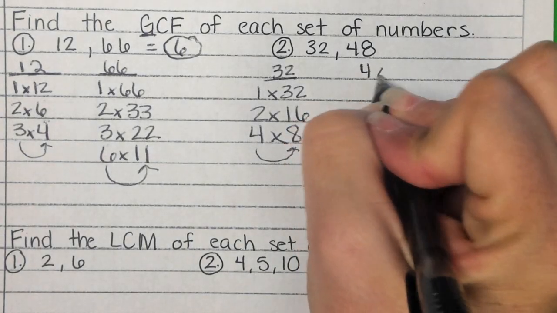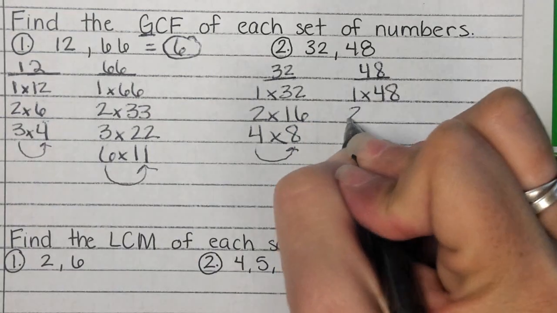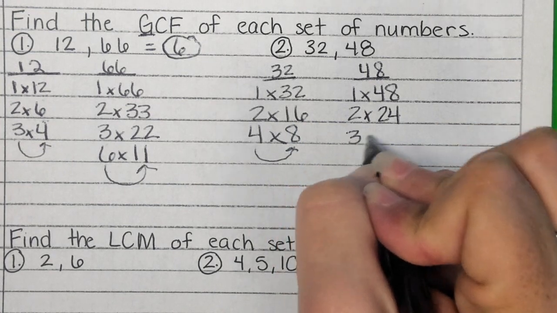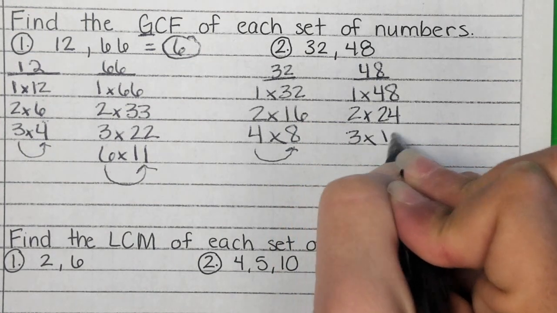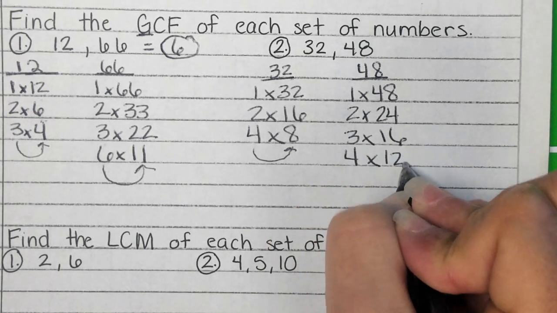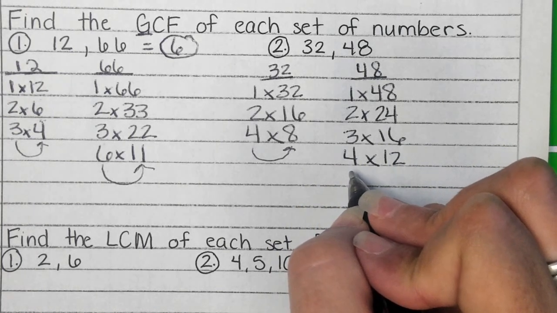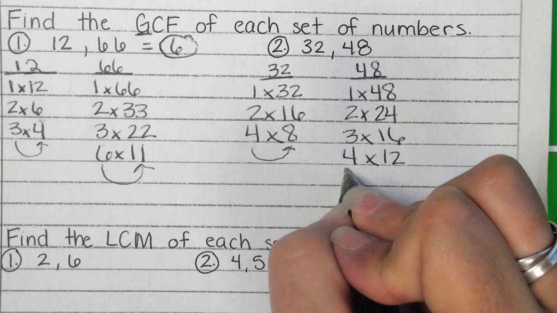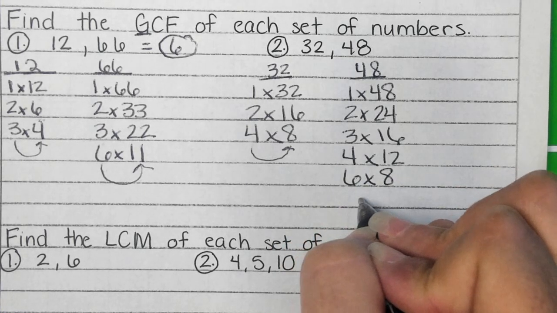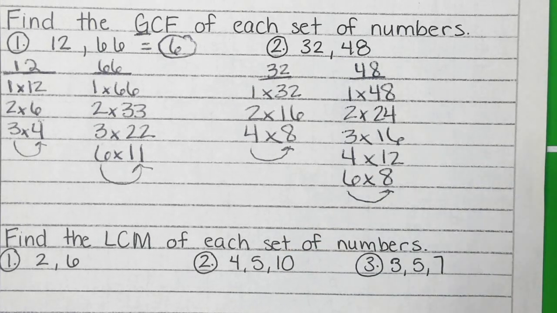I can do 48. I got 1 times 48, 2 times 24, 3 times 16, 4 times 12. I test 5, 6 times 8 is 48, and then 7, and then once I reach 8, if it's on that side, I'm good. So I should have all the factors listed.